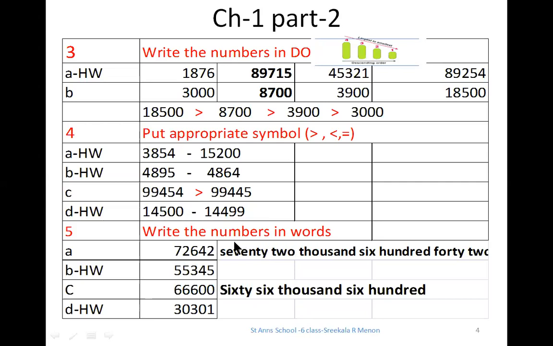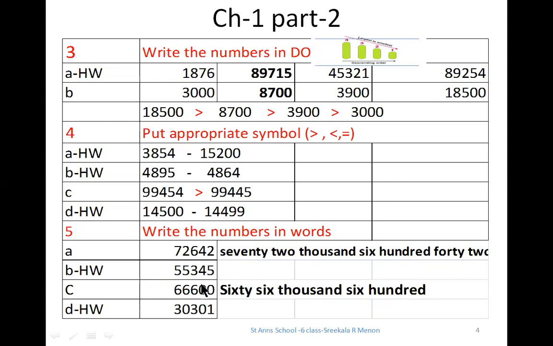Now, move towards the fifth bit, that is, write the numbers in words. You already know how to write the given numbers in words. Here also we have 4 questions, my children. The first question I have done for you. 72642. I have given the answer as 72,642. When you copy all these questions, you have to write the commas wherever required. Now, the second one is your homework.